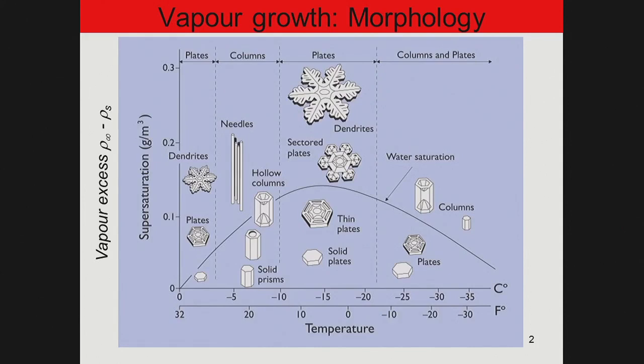So that's quite difficult to explain. How do we get these transitions between shorter prisms to longer prisms, back to the hexagons again, the shorter prisms, and then back to columns? And the answer is no one really knows. No one really knows what causes these transitions.